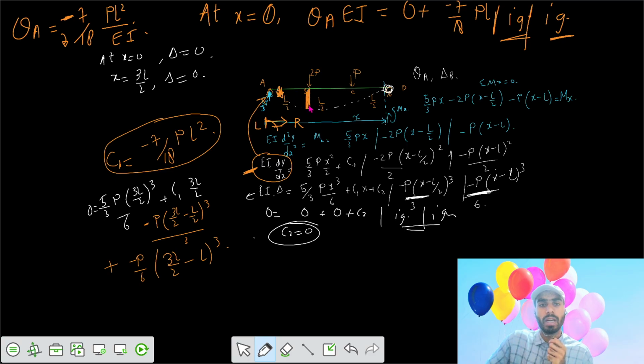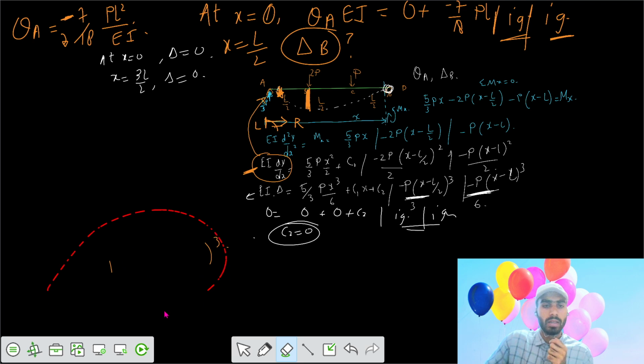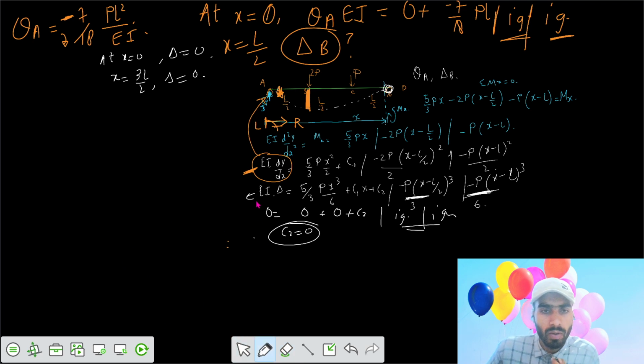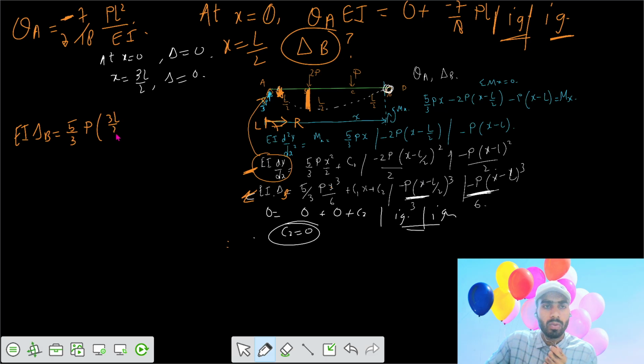Now you need to get the delta at B, meaning at x equals to L by 2, you have to get the value of delta B. You can substitute the value here. You can write EI delta B equals to 5 by 3 P, and substitute the value of x equals to L by 2 in this equation. So we can write EI delta B equals to 5 by 3 P into (L by 2) whole cube divided by 6 plus the constant value of C1.